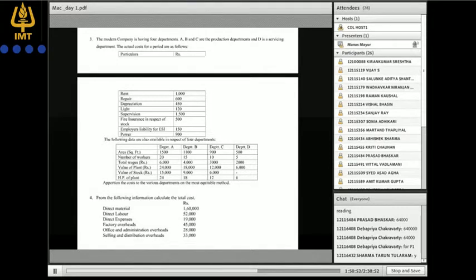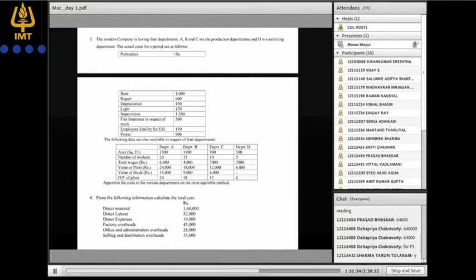So you can see area in square feet for all these 4 departments is given. Like for A it is 1500 square feet, for B it is 1100 square feet, for C it is 900, and for D it is 500. Number of workers, it is 20 for A, 15 for B, 10 for C and 5 for D. Total wages also is given in rupees for all these 4 departments. The value of plant is also given to you for all these 4 departments. Value of stock, it is 15,000 for department A, 9,000 for B, 6,000 for C, and nil. There is no stock lying with department D.